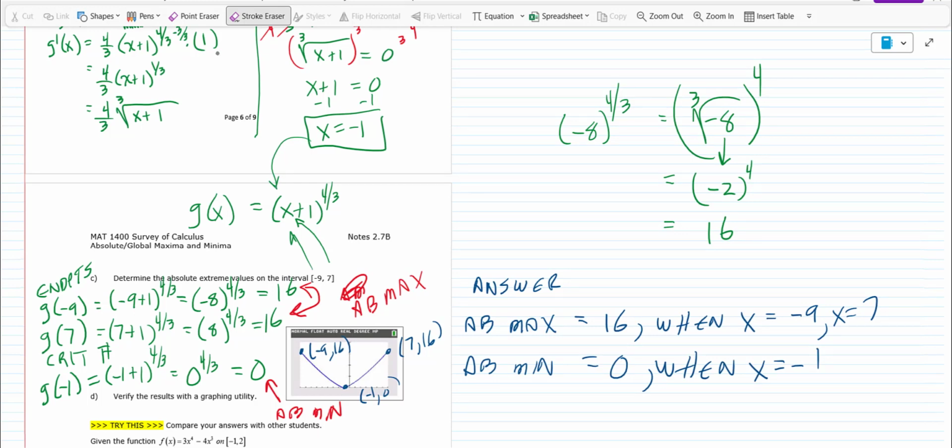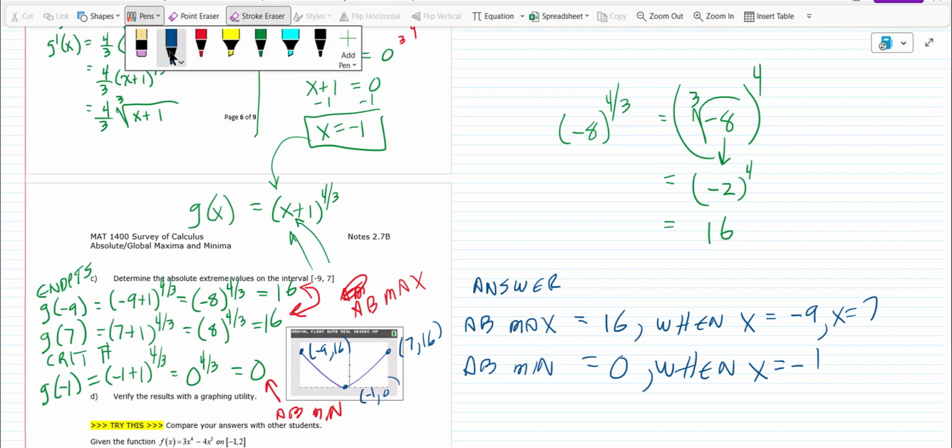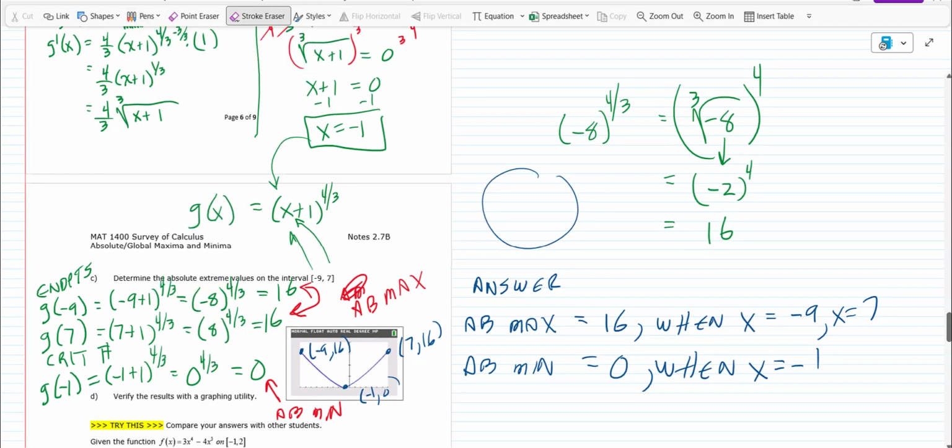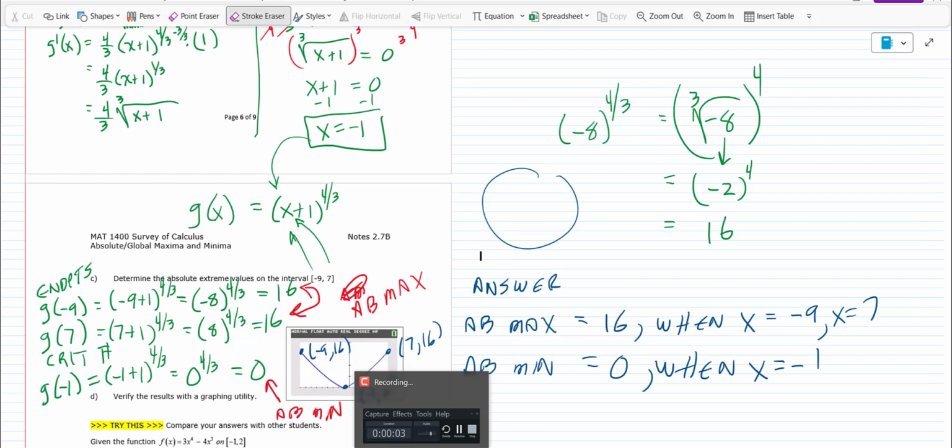Okay, so that'll get us through most of this. We'll finish this up then next time. So bring this next time, and then we'll learn about concavity. So we'll kind of go backwards to 2.6.